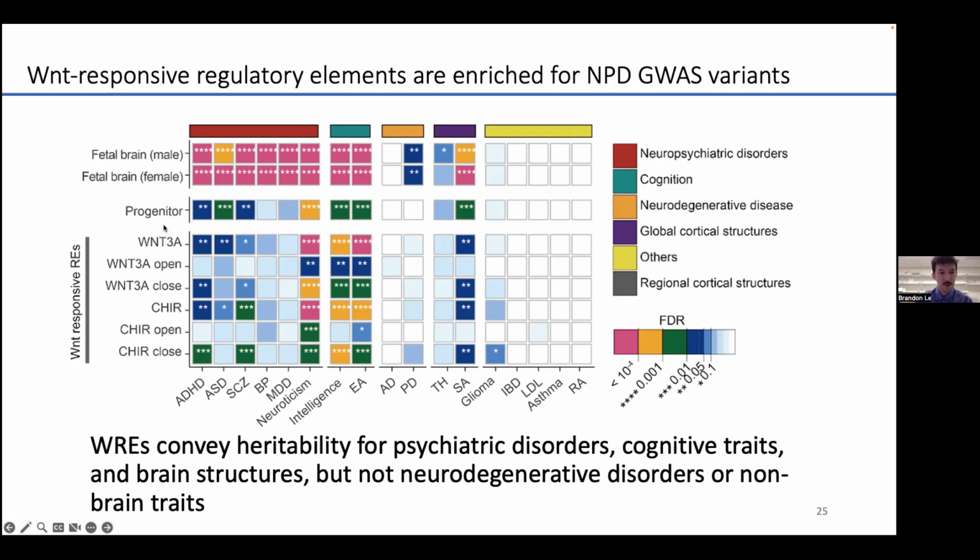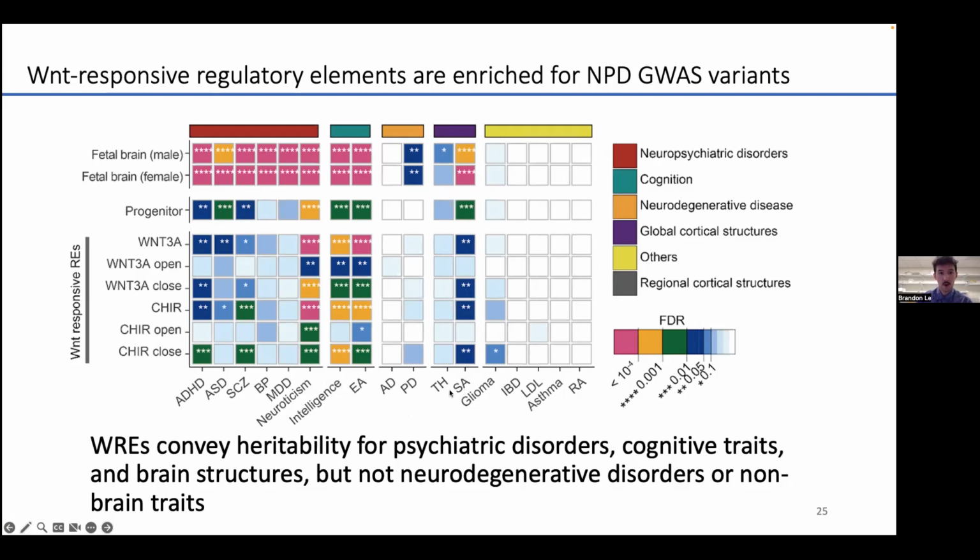And if we look specifically at regulatory elements in progenitors, not just the bulk fetal brain, you can also see some of these enrichments across these categories. And from our study, we took the regulatory elements that changed in response to Wnt or CHIR, and we saw some strong enrichment of heritability, especially for these neuropsychiatric disorders and these cognitive traits. We didn't see enrichment for neurodegenerative things, which probably is because disease mechanisms for those may occur later in life. So we did not see enrichment there, and we didn't see enrichment for traits that are not brain related.